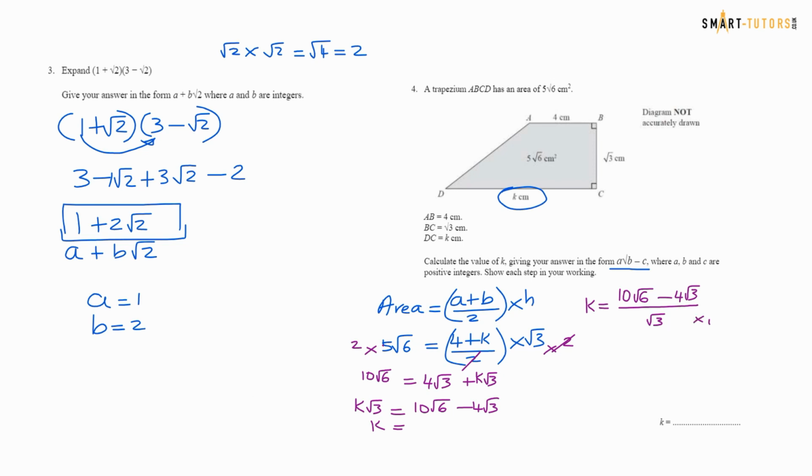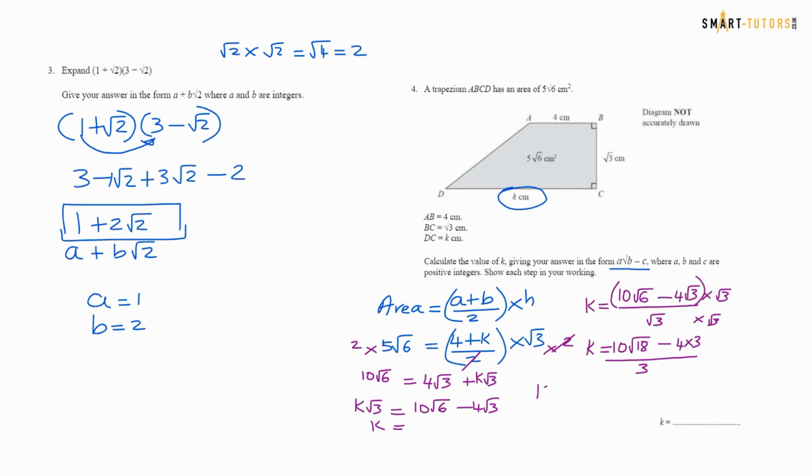So multiply by root 3 here and multiply by root 3 here. So k equals 10 root 6 times root 3, which is 10 root 18. Root 3 times root 6 is root 18, minus 4 root 3 times root 3, which is just 3. And here root 3 times root 3 is just 3.